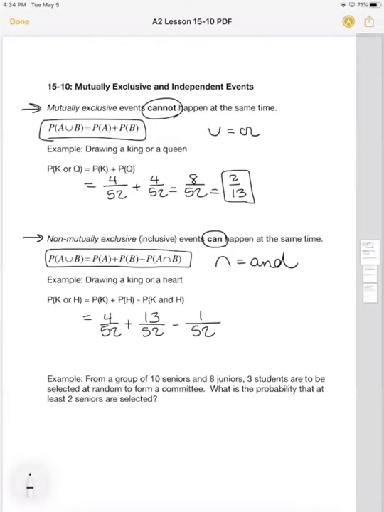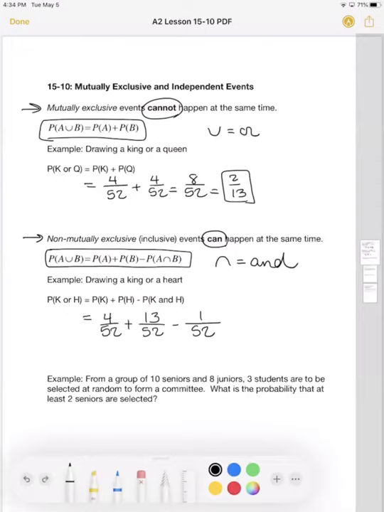And why do I have to subtract that out? Well, I have the King of Hearts in this first group, don't I? In my set of 4 kings, one of them is the King of Hearts. I also have the King of Hearts represented in this second fraction. That is a heart that happens to be a king. Well, are there 2 King of Hearts in a deck? No, there are not. And so therefore, I have to subtract one of them out, the overlap.